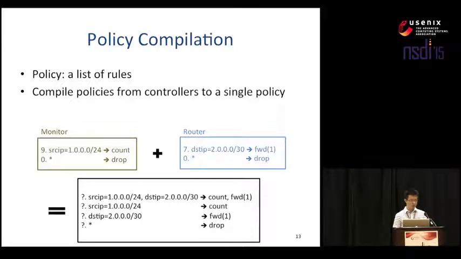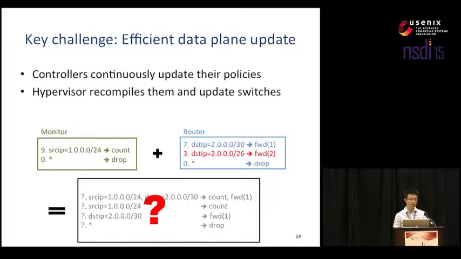Controllers continuously update their policies in response to various network events, like a traffic matrix change or topology change. When CoVisor receives these rule updates, it has to recompile its policy and update the switches accordingly. For example, now we have a new rule which is inserted into the router policy. How would CoVisor recompile the policy and update the switches?